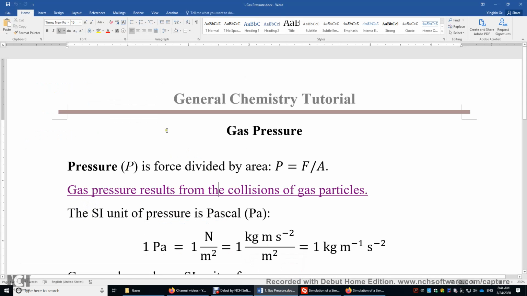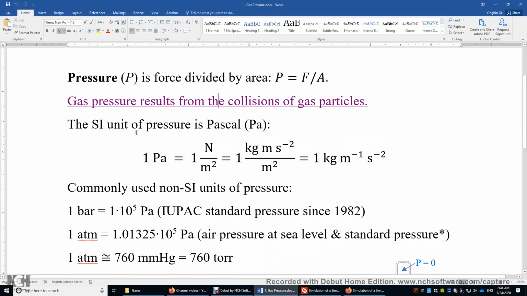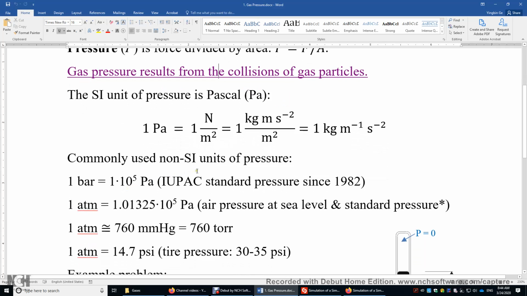Now let's get back to the gas pressure and its unit. The SI unit of pressure or gas pressure is Pascal. 1 Pascal is 1 Newton over meter squared, and we can convert that to 1 kilogram divided by meter divided by second squared. I'll let you do this. Commonly used non-SI units of pressure include 1 bar. 1 bar is 100,000 pascals. Bar is the IUPAC standard pressure since 1982.